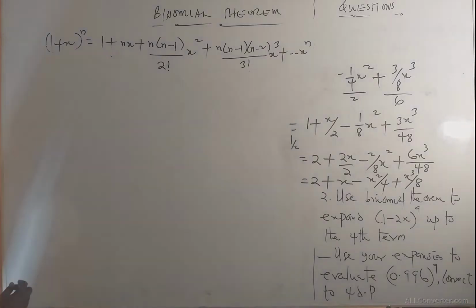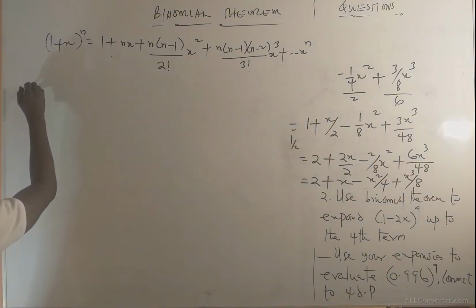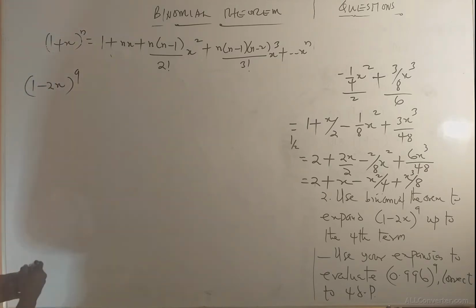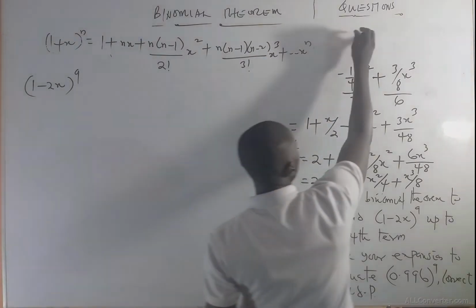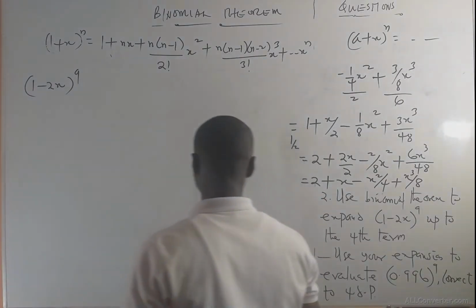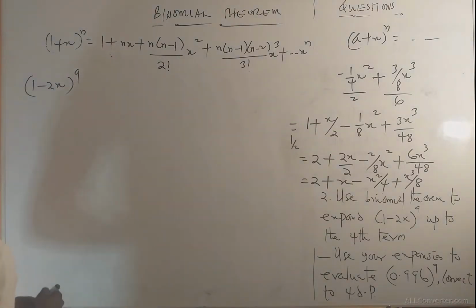Okay, so let's see how best we can solve the second question. That is (1 - 2x)^9. And we are going to use this same formula. We can also use the (a + x)^n theorem formula to solve for that, but let's use this one. So when you look at the two, you can see that you have your 1 here, but your x is now -2x and the n is now 9.